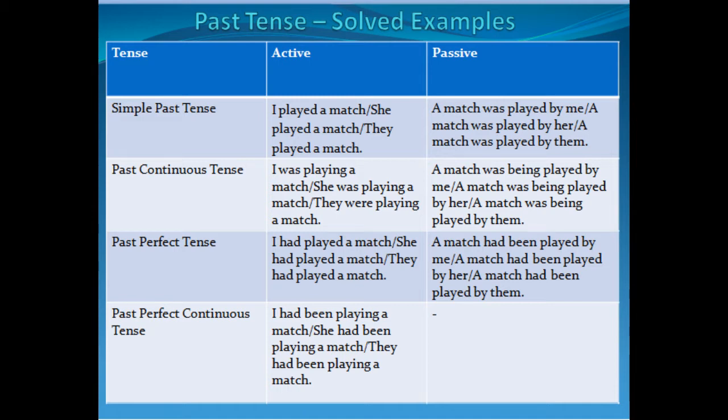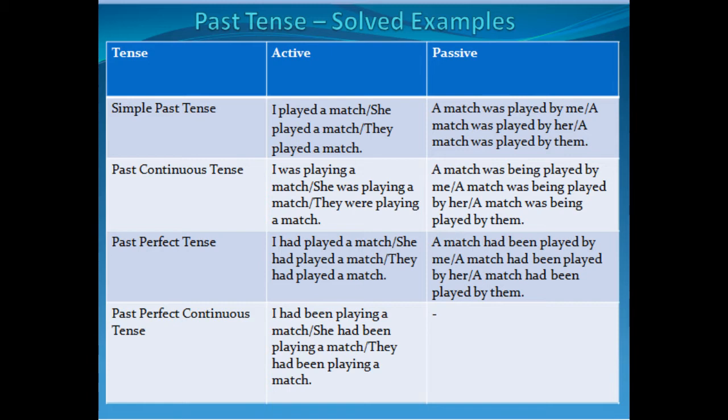I will start by brushing up the basic rules of converting sentences from active to passive voice in case the sentences are in past tense. Type: simple past tense. I played a match. A match was played by me.